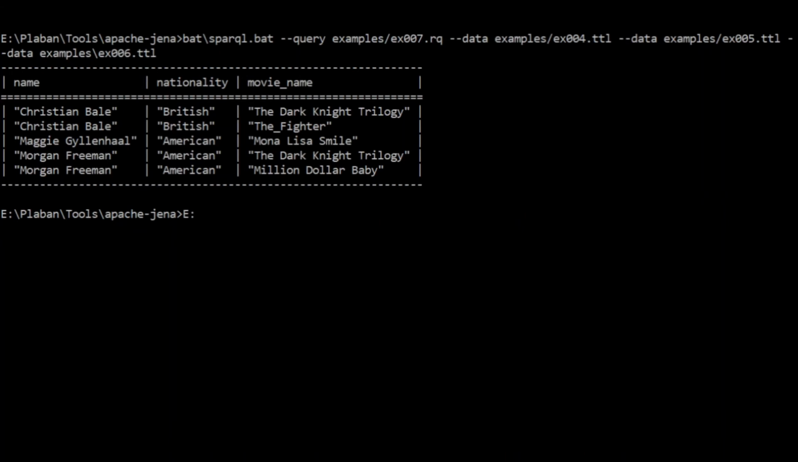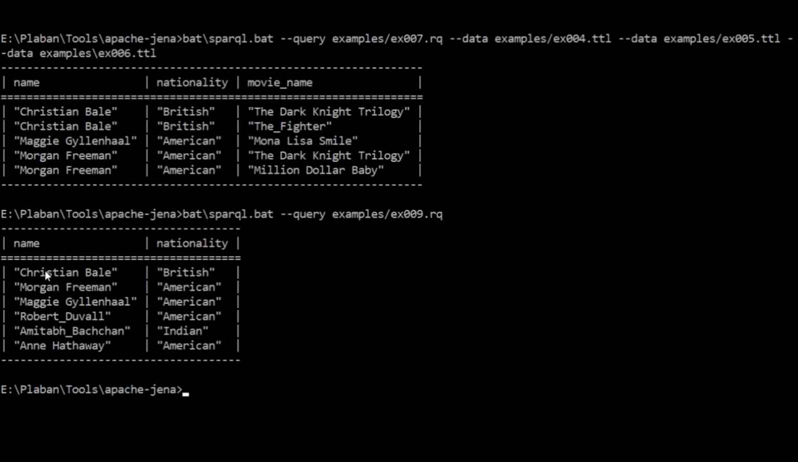So we have RQ9, the ninth query. This is the query that we want to run. You can see that we are not passing the data as an argument, because we have put the reference to the data in the query itself by writing from EX008 or EX007. If you execute this, you can see that we retrieve the data about all the actors, like Christian Bale, Morgan Freeman, and Maggie from the file 007, and Robert Duvall, Amitabh Bachchan, and Anne Hathaway from the file 008, right? As they have been put under only from, all the triples come into the picture while answering this query, right?